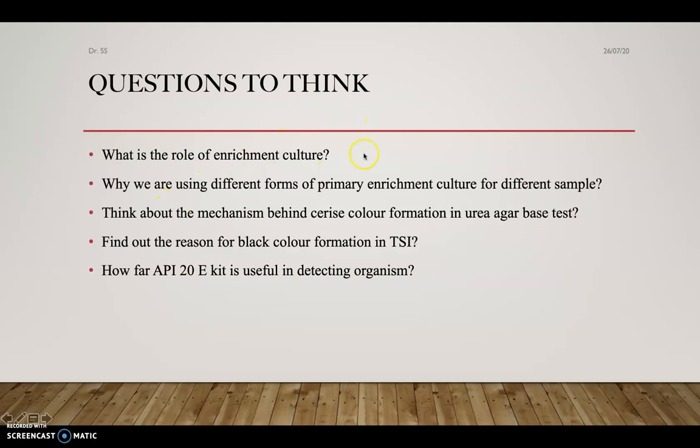And some questions to think about. What is the role of enrichment culture? Why are we using different forms of primary enrichment culture for different samples? Think about the mechanism behind the cerise color formation in the urea agar base test, and find out the reason for the black color formation in TSI, and how useful the API 20E kit is in detecting organisms.